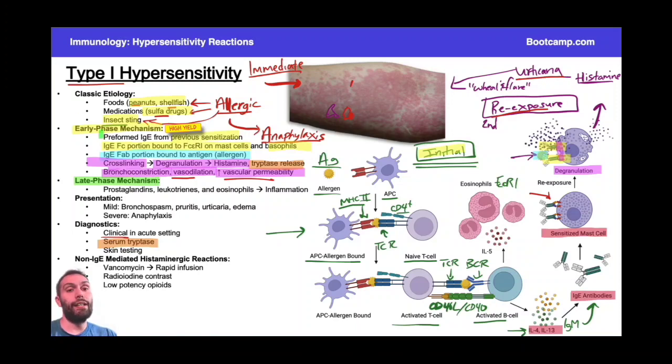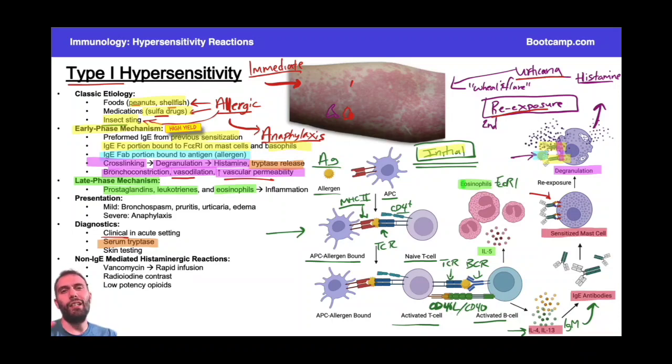Because remember, the early phase are things that are happening immediately, right? We already have everything we need to degranulate. But later on, we do get some release of prostaglandins, leukotrienes from the arachidonic acid pathway. And a lot of this is potentiated through eosinophils. Okay, now you can see when we went through this mechanism, I kind of skipped this step here, where the B cell can go on to release interleukin 5. And remember, interleukin 5 is very classic for stimulating eosinophils and eosinophil growth. And that's exactly what happens.